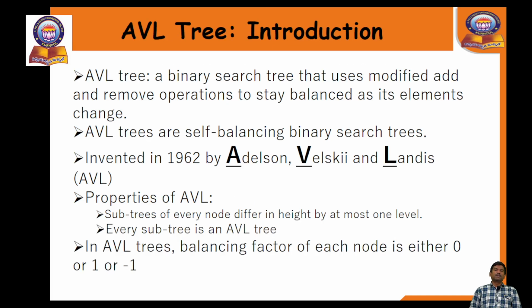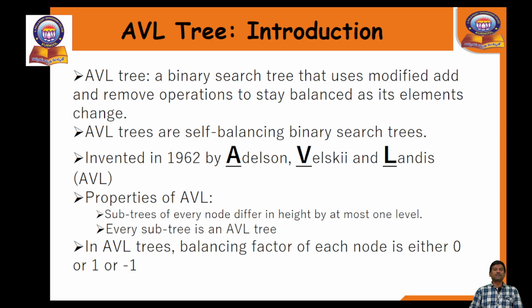So coming to the AVL tree, it is also a binary search tree that uses modified add and remove operations to stay balanced as its elements change. Whenever you are adding a new node or deleting a certain node in the AVL tree, there are certain modifications which have to be done based on certain criteria.